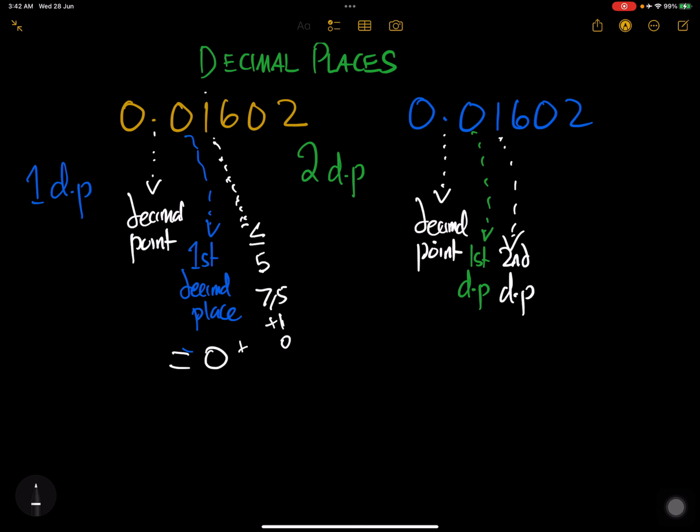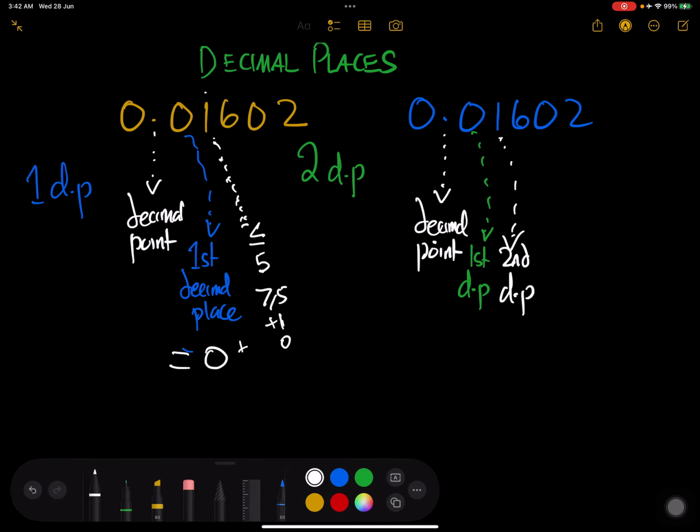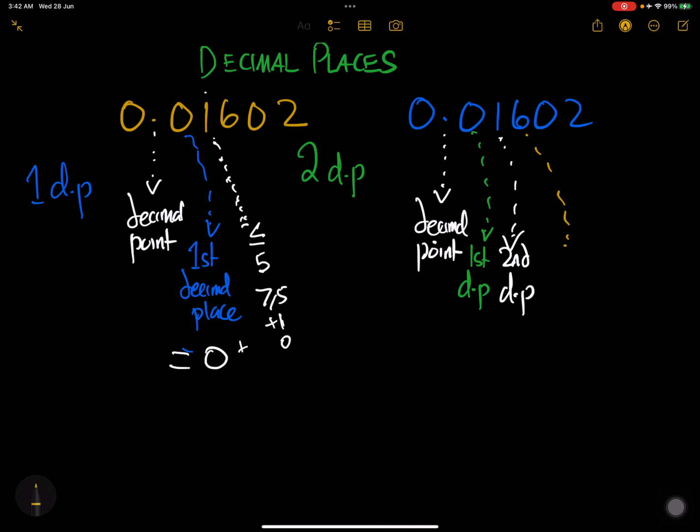But what is the number next to it? This number here is greater than 5, and because of that, we're going to add 1 to the second decimal place. When we do that, we get 2, because our second decimal place is 1, so we add 1 to it, it's going to be 2. So we are going to have 0.02 in two decimal places. I hope this helps.